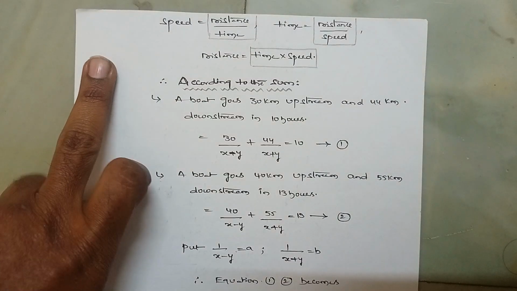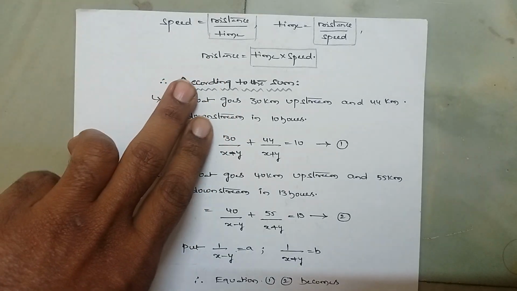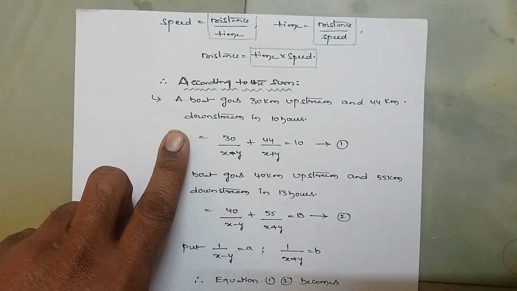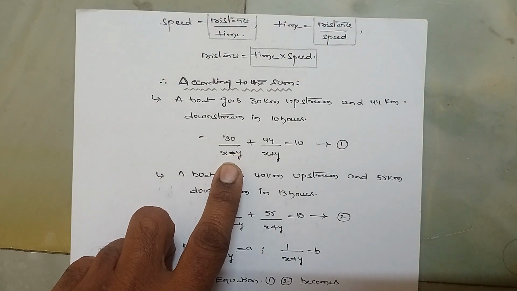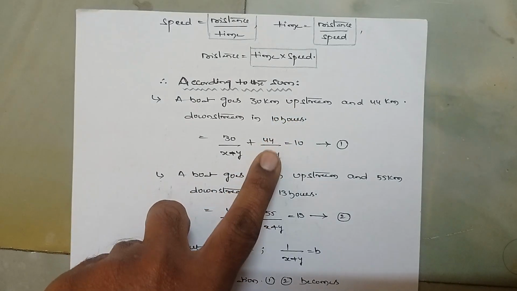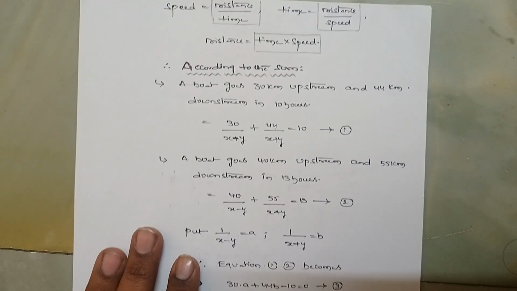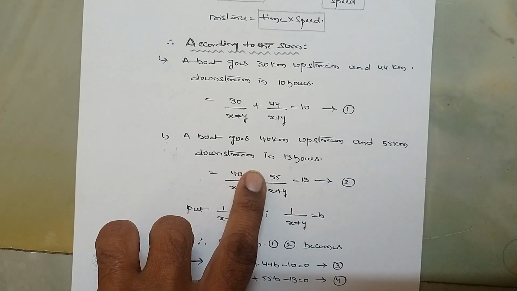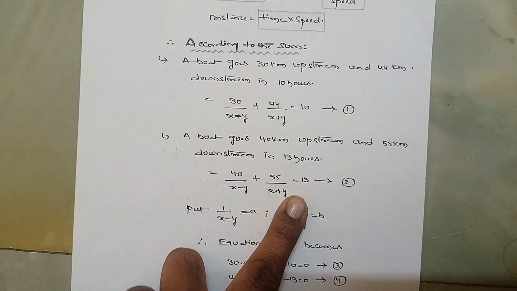We know that speed equals distance by time. If we make time the subject, we get distance by speed. If we make distance the subject, it is time into speed. Now according to the sum, the boat goes 30 kilometers upstream and 44 kilometers downstream in 10 hours. So it becomes 30 by x minus y, because upstream, plus 44 by x plus y, because downstream, is equal to 10. Equation 1. Next, the boat goes 40 kilometers upstream and 55 kilometers downstream, so it becomes 40 by x minus y plus 55 by x plus y is equal to 13. Equation 2.